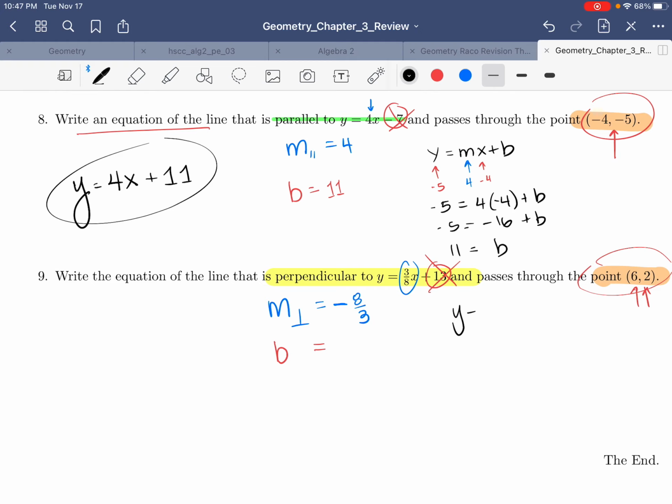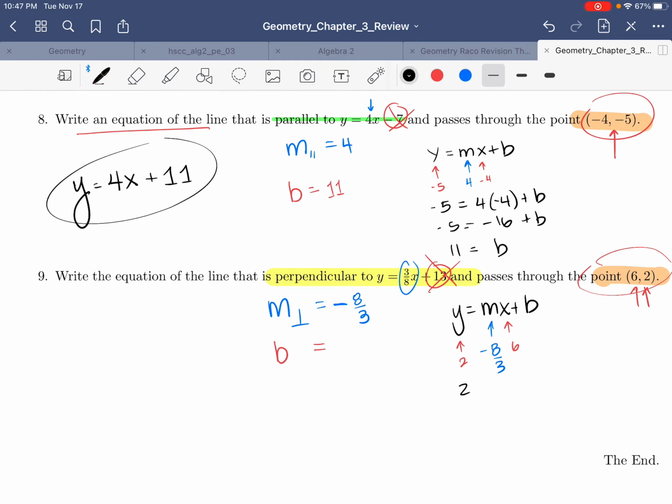Remember, the equation of the line is y is equal to mx plus b in slope-intercept form. We know what the slope is. The slope that we want our equation to use is -8/3. We also know what point we want to go through. We want to pass the point 6, 2. So we're going to put a 6 in for the x and a 2 in for the y. Once you do that, the only variable that's left to solve for is b.